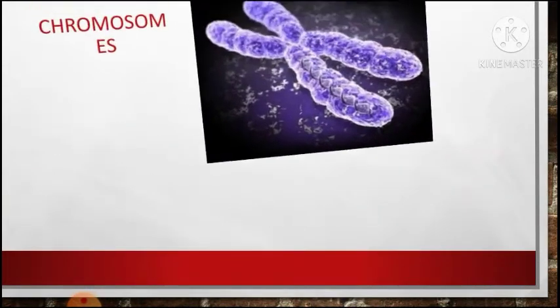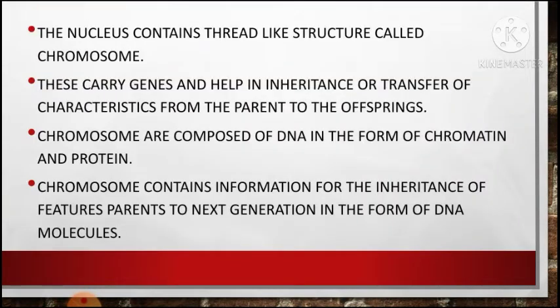So the next topic is chromosomes. Chromosomes are composed of DNA in the form of chromatin, and protein. The nucleus contains thread-like structures called chromosomes. These carry genes and help in inheritance, or transfer of characteristics from parents to the offspring, by the medium of genes. Chromosomes contain information for the inheritance of features of parents to the next generation in the form of DNA molecules.